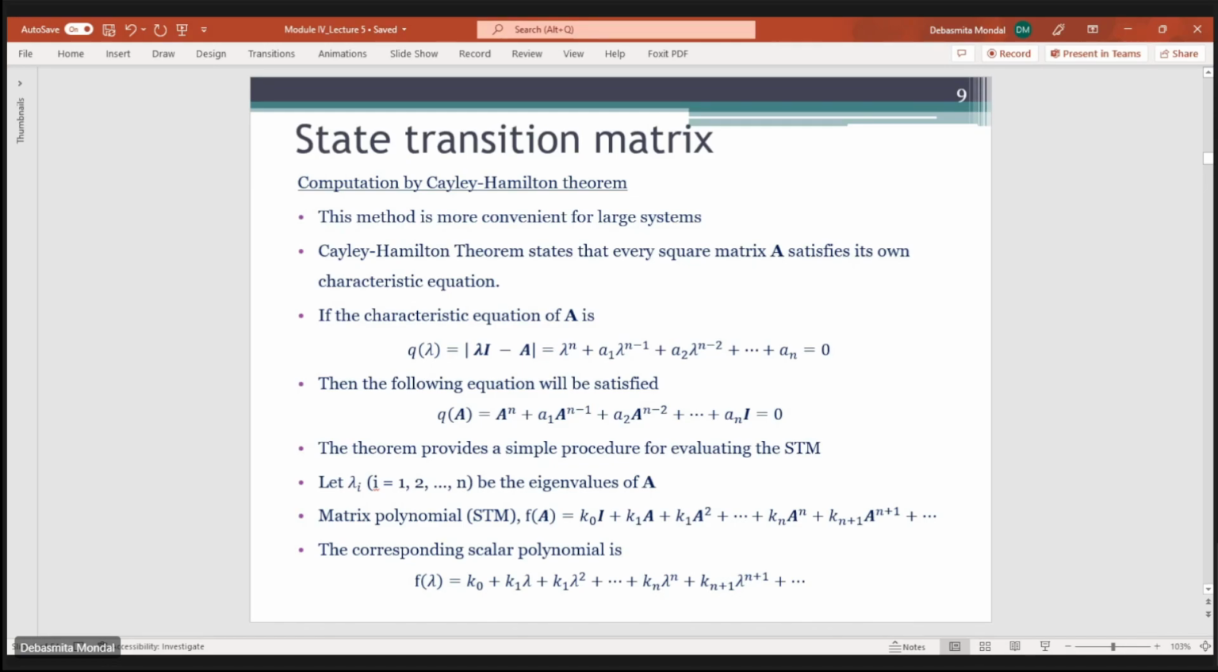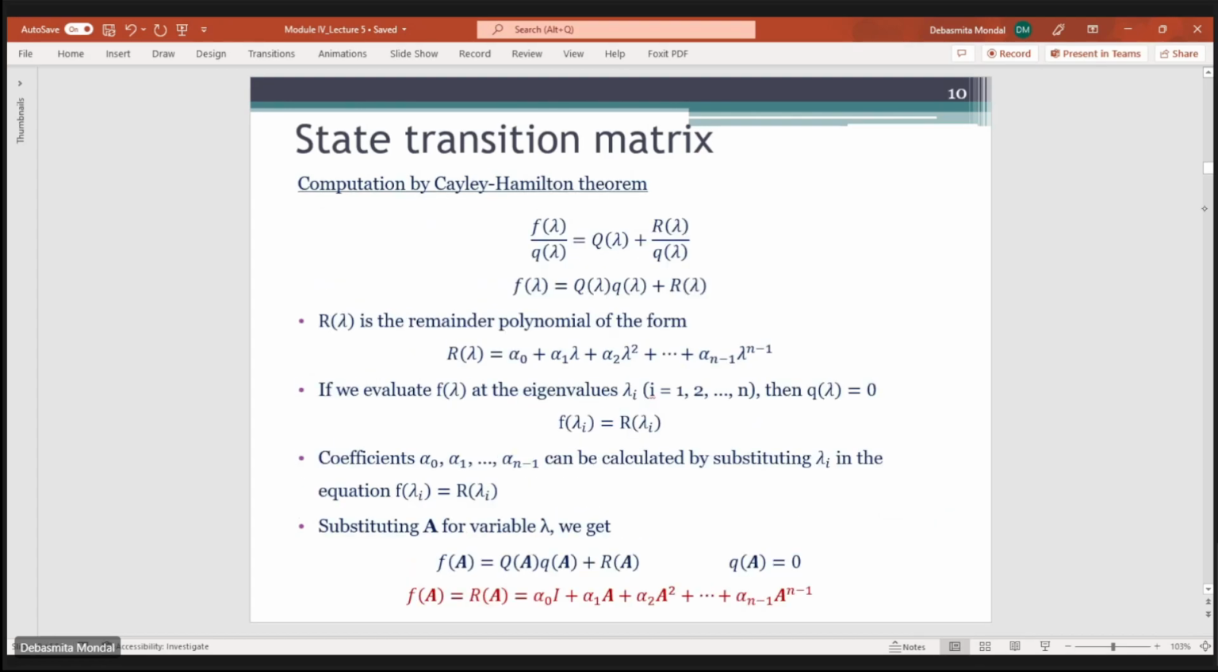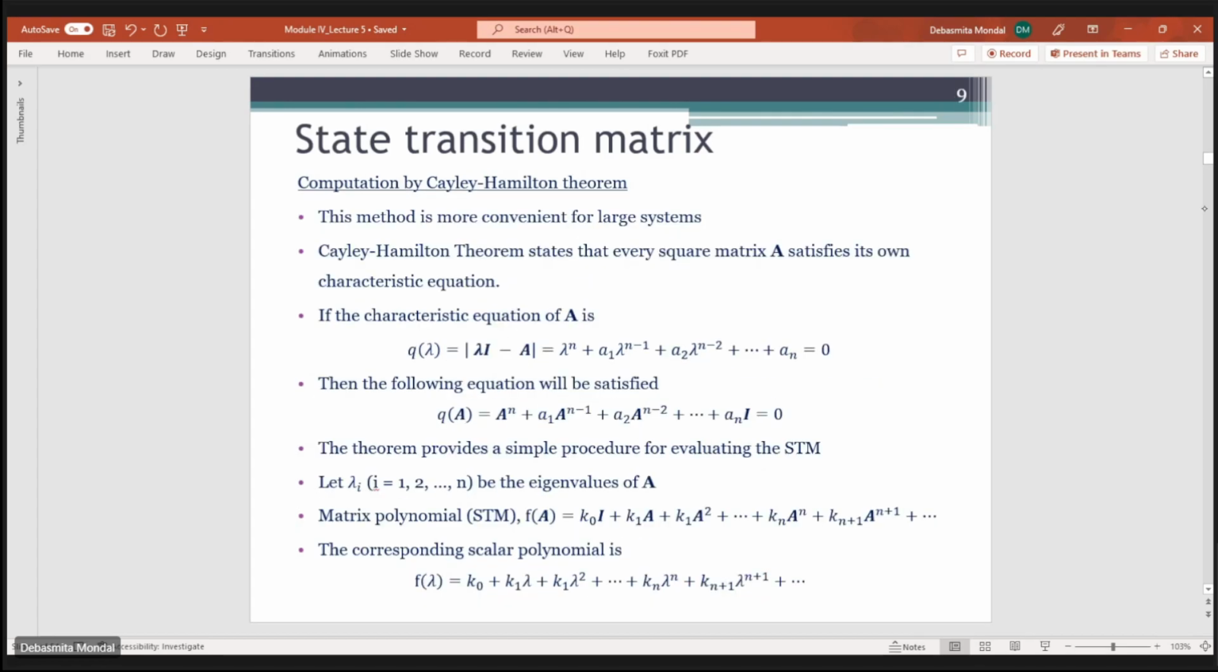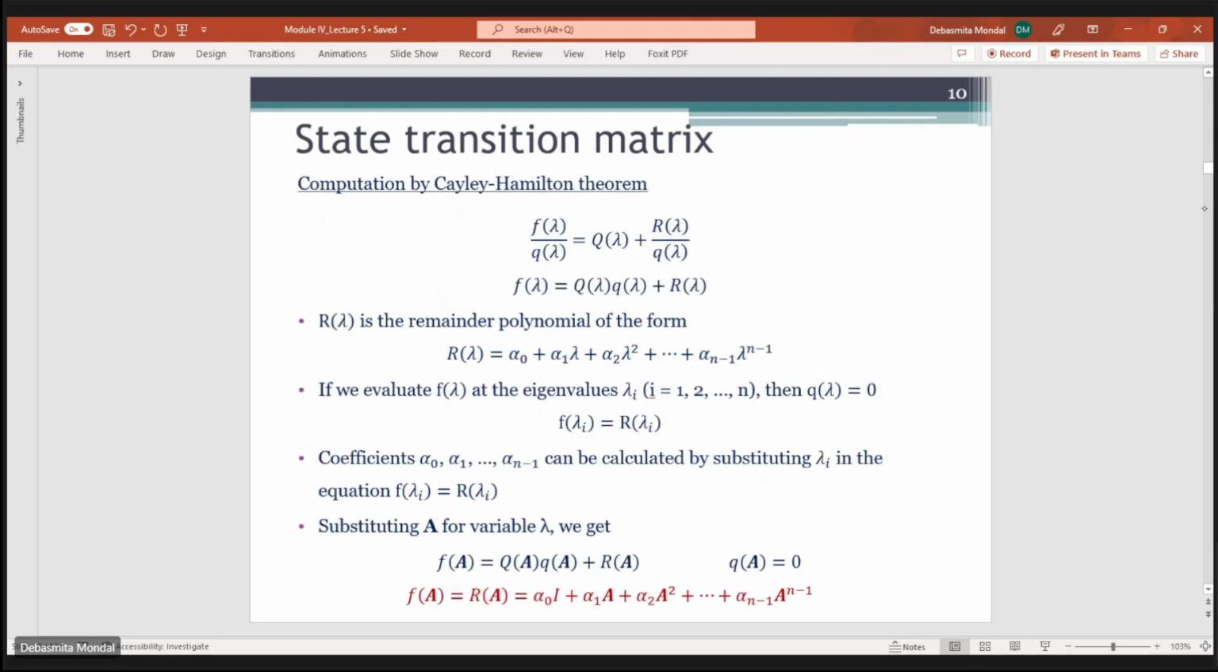If you write the corresponding scalar polynomial, this matrix A will simply be substituted by a scalar quantity lambda. So you can write f of lambda equals k0 plus k1 lambda plus k2 lambda square, and so on and so forth. Now if you divide this f lambda by the characteristic equation q lambda, let's say f lambda by q lambda is some matrix capital Q of lambda plus r lambda by q lambda.